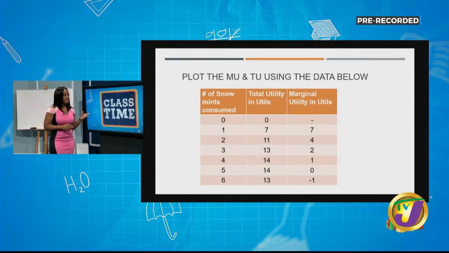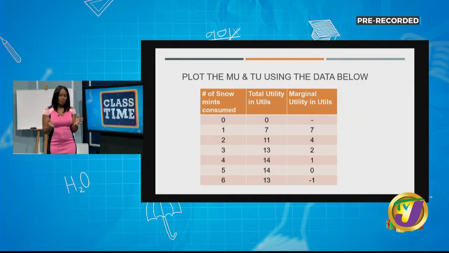What we're seeing in this table is that as the consumer consumes more of the good, the total utility is increasing. And we notice that the marginal utility is decreasing. Now, the marginal utility decreases because of the law of diminishing marginal utility. As you consume more snow mints, you get less satisfaction from each successive unit. However, we notice that the total utility increases up to a point. The total utility will decrease when the marginal utility becomes negative.